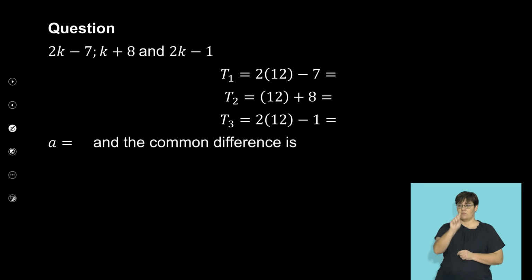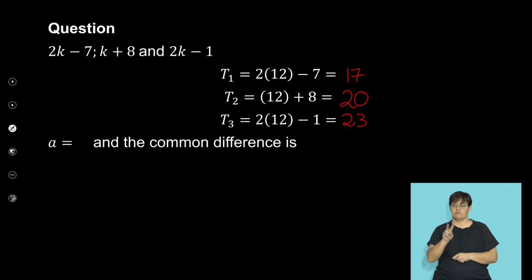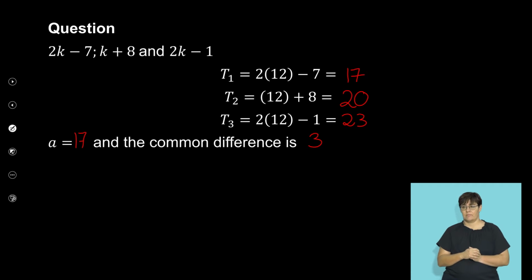So 2 times 12 is 24. 24 minus 7 will give me a first value of 17. 12 plus 8 will give me a next term value of 20. And then 2 times 12 minus 1 gives me a term 3 value of 23. So in this case, I can see that A is 17, and the common difference is positive 3, because each of these terms increase by 3 as the terms go on.